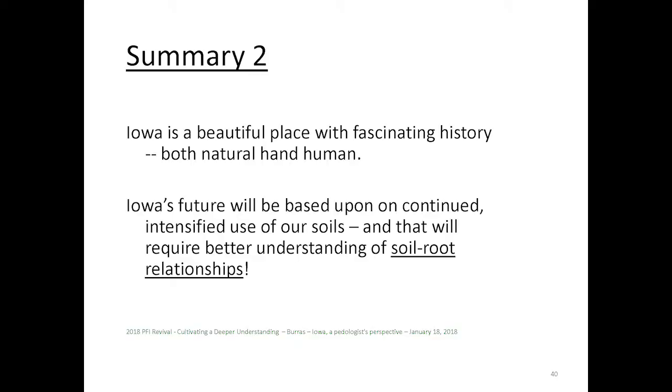And so finally what I'd say is Iowa is a beautiful place. So we should all be thrilled to be living here. We have a fascinating history, both natural and human. And last, it's a good thing you all have this workshop, good thing you're doing what you're doing, because soil-root relationships are going to get a lot more important in the future, will become a lot more sophisticated.